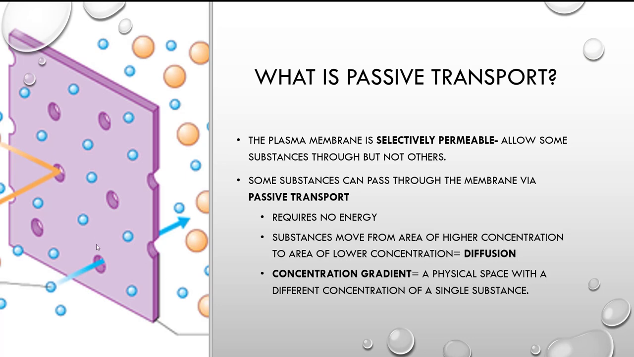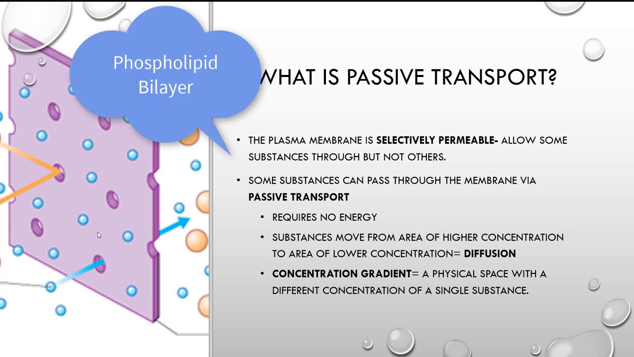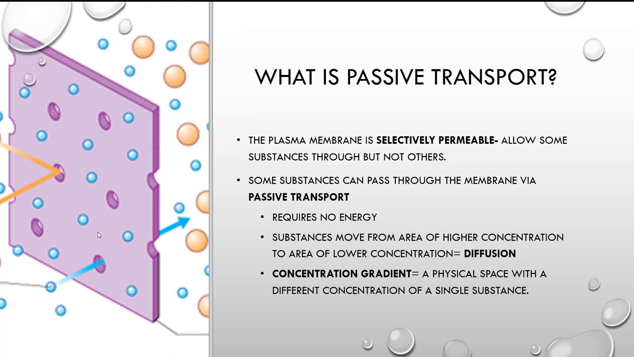So first off, let's start out with, well, what is passive transport? In the previous video, we talked about the plasma membrane in detail. Remember how the plasma membrane is a phospholipid bilayer. And because it's a phospholipid bilayer, it has that hydrophilic head and hydrophobic tails. The way that it's situated is that it's selectively permeable. So it allows certain things to come in and certain things to not. It's very selective of what can pass through.